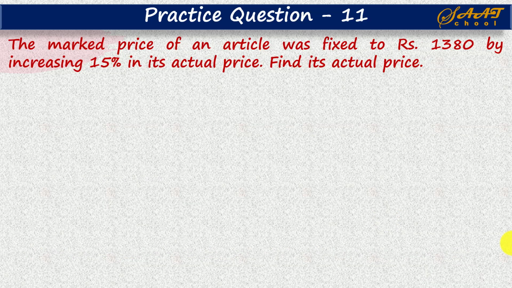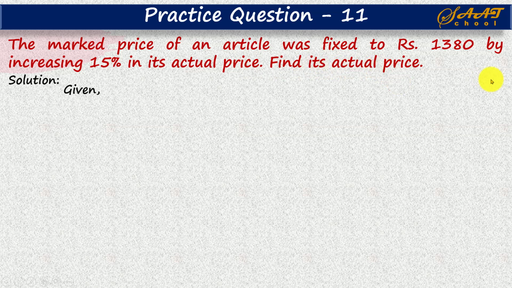Now here is practice question 11. The question is: the market price of an article was fixed at 1380 by increasing 15% on its actual price. Now what is the actual price? Again, this price includes 15% additional amount on the actual price. So this is the mark price, which was fixed 15% more than its actual price. Now we have to find the actual price.